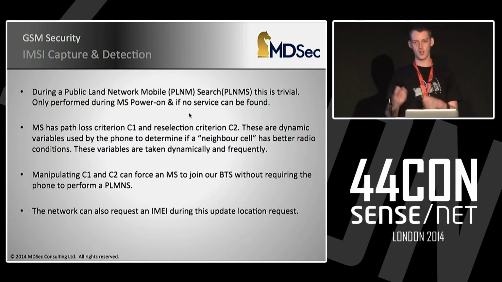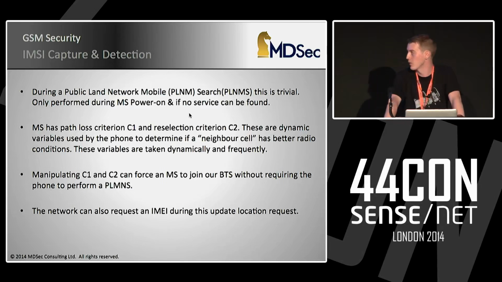After it's got signal, it will monitor the surrounding environment for what's known as path loss criterion and reselection criterion, which is these values C1 and C2. They're dynamic variables that are taken by the phone to determine if a cell nearby to it has actual better radio conditions for it. It dynamically keeps taking these variables, and if it finds that the adjacent cell that's been decoded from when it's synced with the BTS is better, it will join that cellular environment. If you manipulate those two values, you can force the mobile station to join the BTS without requiring the phone to power on and power off.